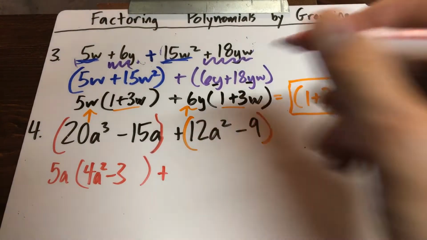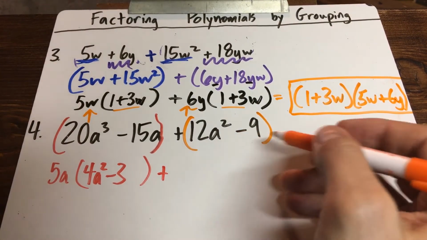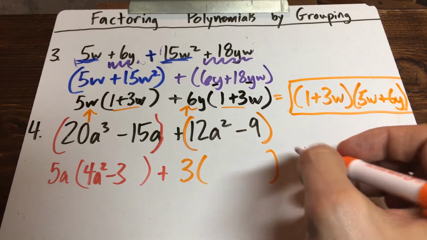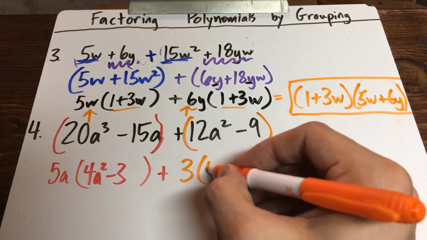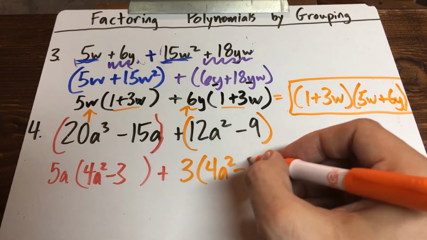The second parentheses, let me see, 12, those can both go into 3. 12 and 9 both go into 3. And then what would be left over? Let's see, 12 divided by 3 is 4a squared. And then the minus sign is still there. 9 divided by 3 is 3.